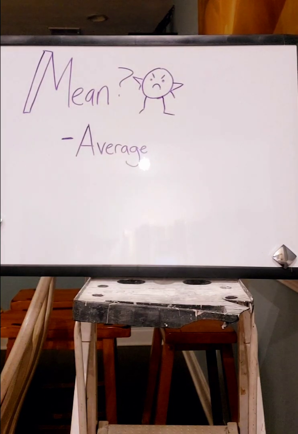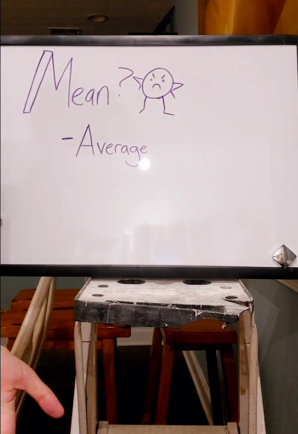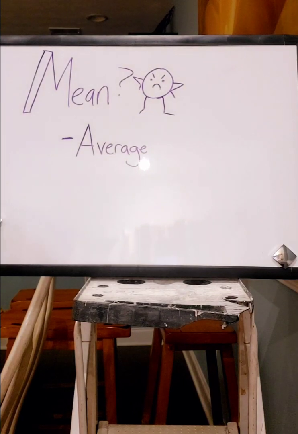Since the first problem deals with mean, median, and mode, I'll go through each of them and explain what they are. So what is the mean? It sounds kind of scary, right? But it's actually just the average of the data set. It's where most of the numbers will lie or fall around. So that will be your mean.